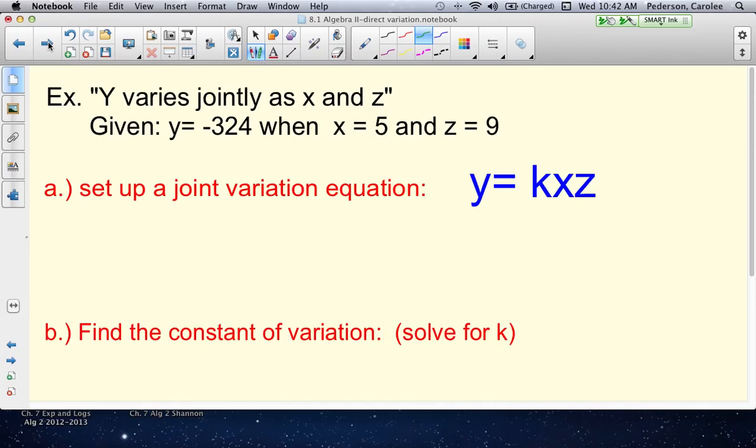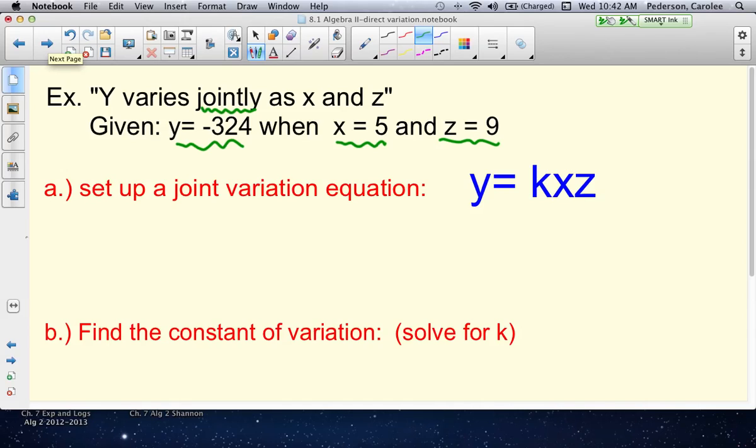All right, so the next example. Y varies jointly as x and z. So that's what you're given. I'm going to highlight this word, jointly. Y varies jointly as x and z. And then they give us 3 variables this time: the y value, the x value, and the z value.